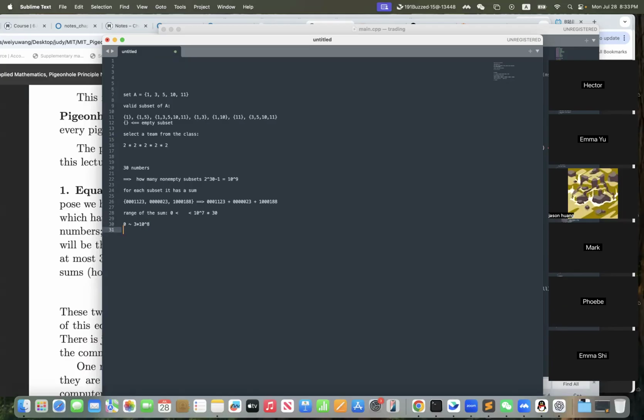Okay. So we have this different number of sums. But how many subsets do we have? We have 10 to the 9, right? We have a lot of subsets. So what does that mean? That means two subsets must have the same sum. Do you agree on this?